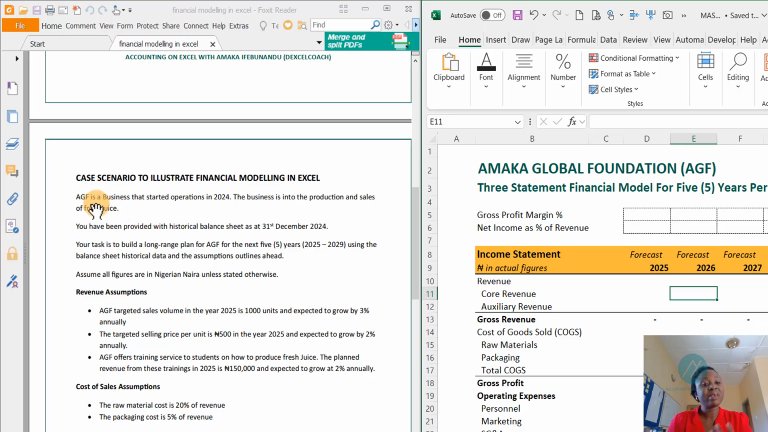So AGF is a business that started operation in 2024. The business is into the production and sale of fresh juice. You have been provided with the historical balance sheet as at 31st December 2024. Your task is to build a long-range plan for AGF for the next 5 years, that's 2025 through to 2029, using the balance sheet historical data and the assumptions outlined ahead. Assume all figures are in Nigerian Naira unless otherwise stated.